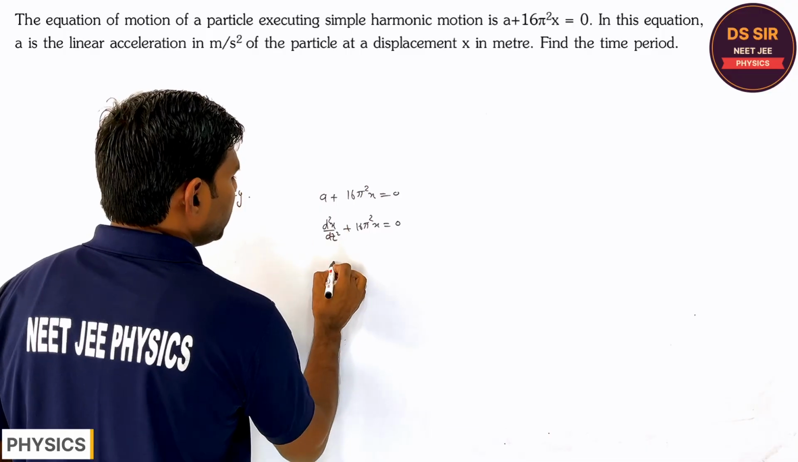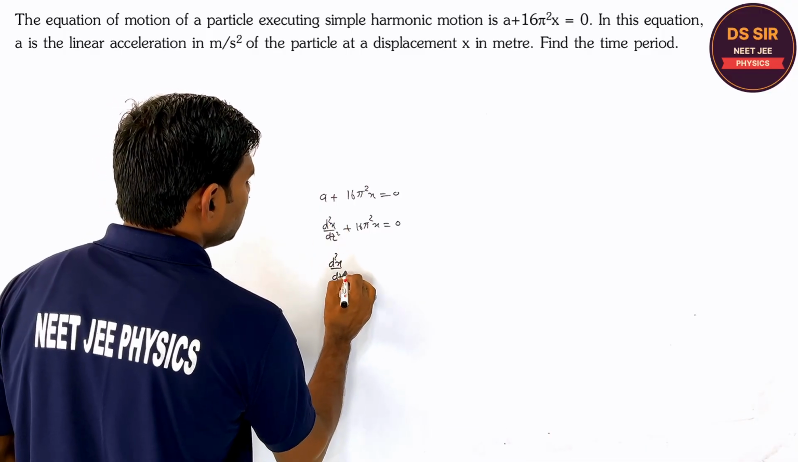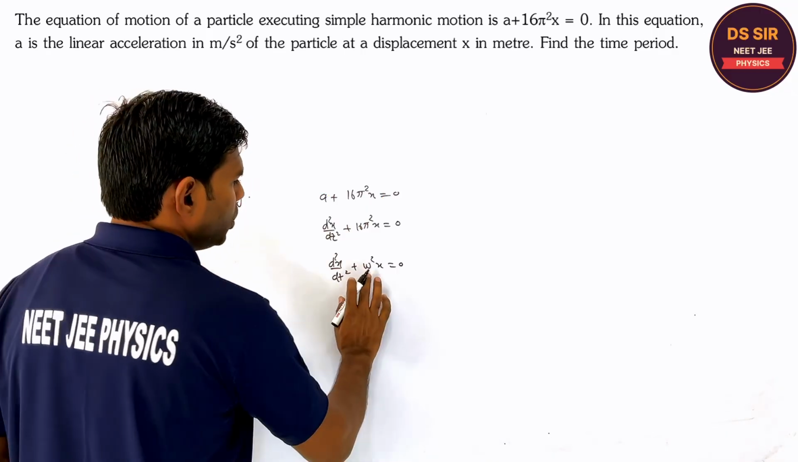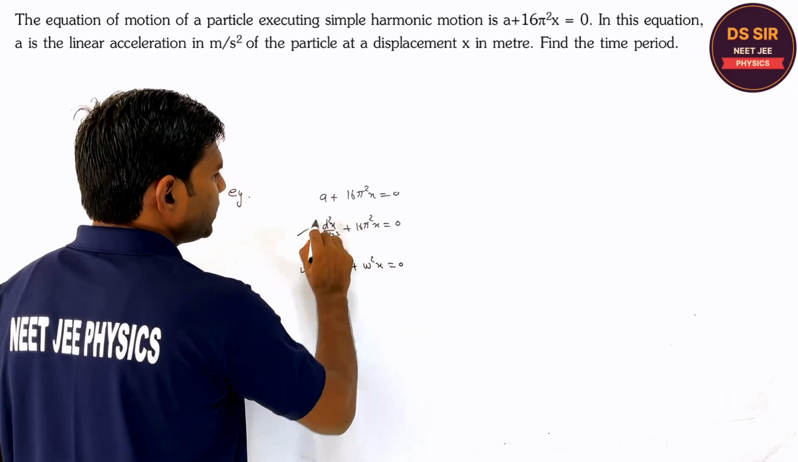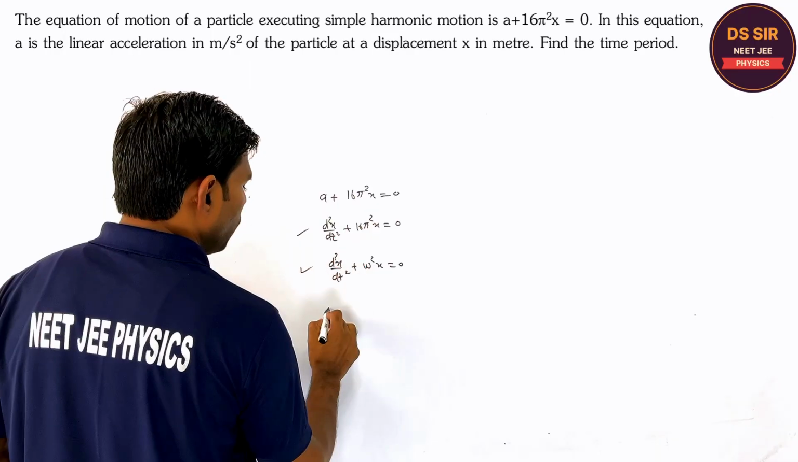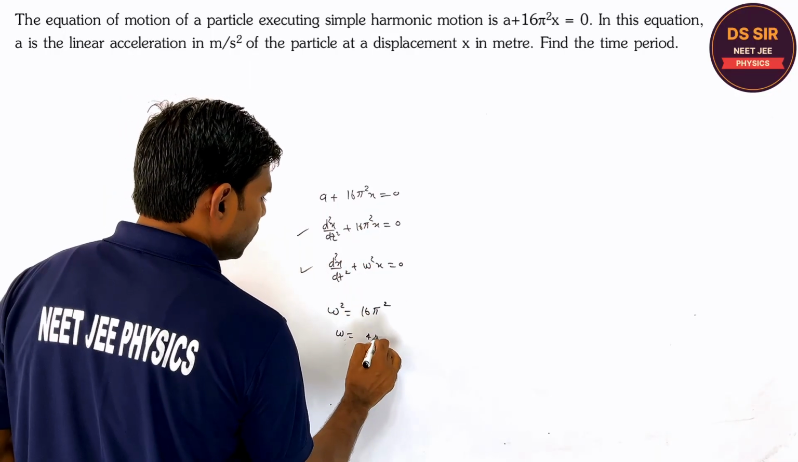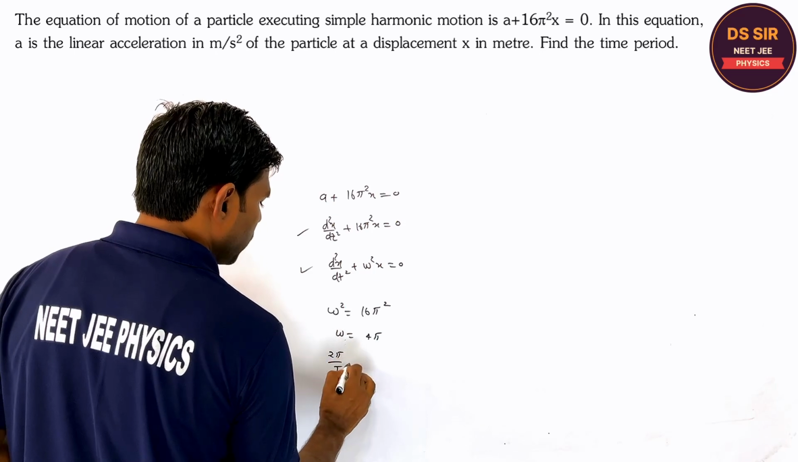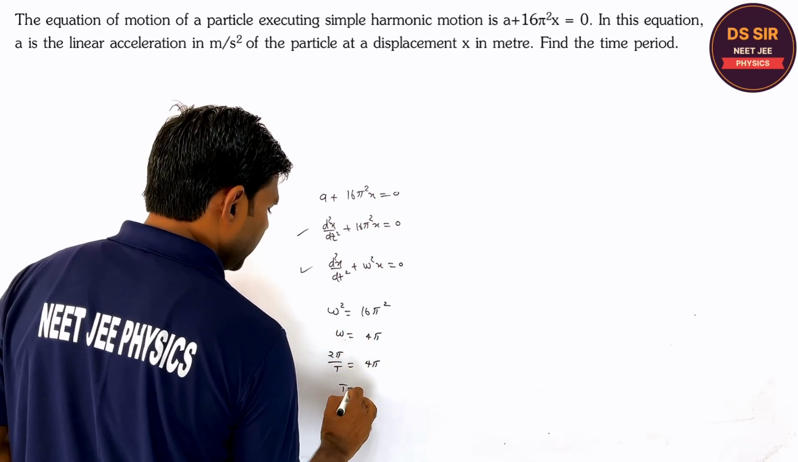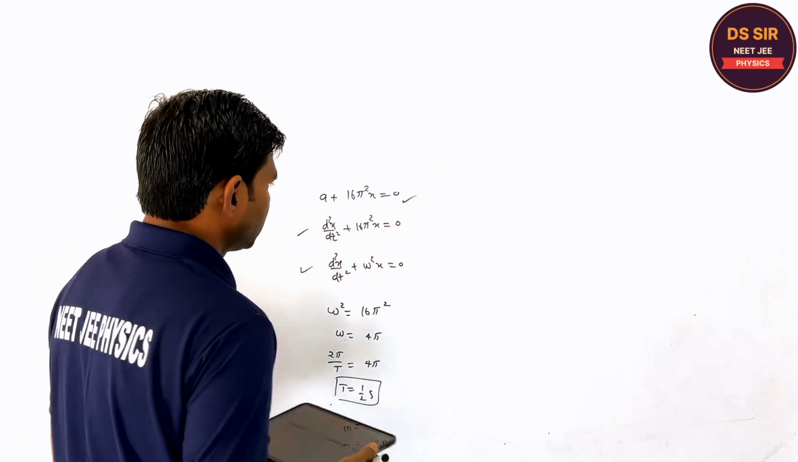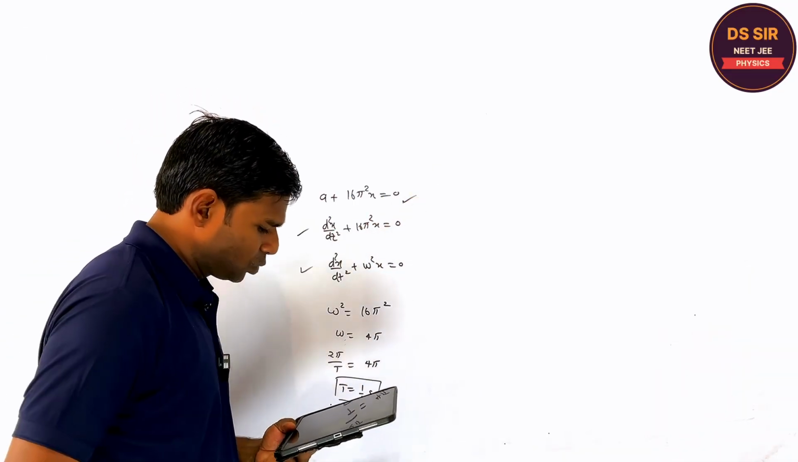To find the time period, you just compare this equation with the standard equation, d square x upon dt square plus omega square into x is equal to 0. Is it clear or not? So if this is the standard equation and this is the given equation, omega square is nothing but 16 pi square. So omega is equal to 4 pi, which may be written as 2 pi by T, and T is equal to 1 by 2 seconds. So the time period of this simple harmonic motion is 1 by 2 seconds.